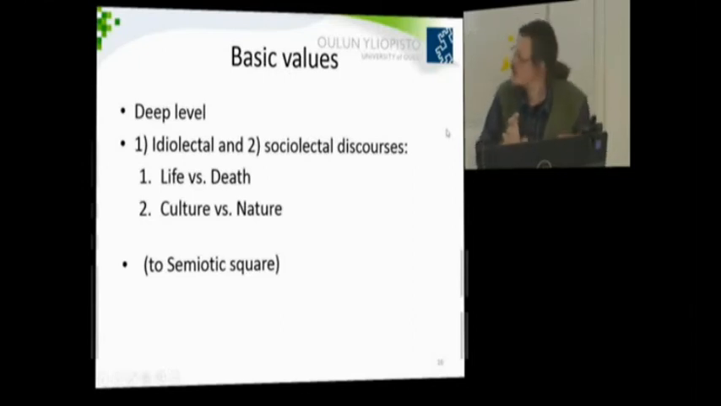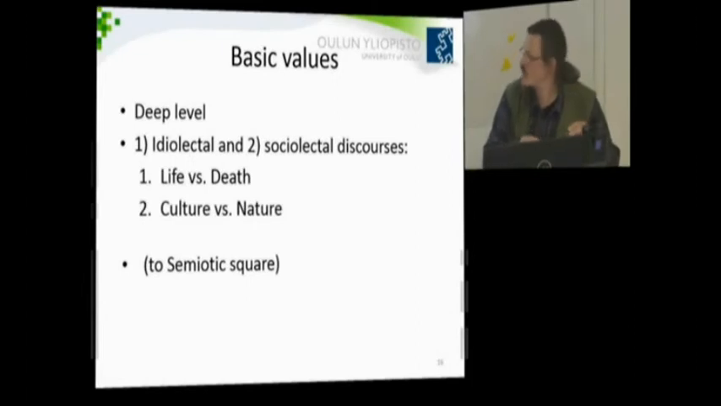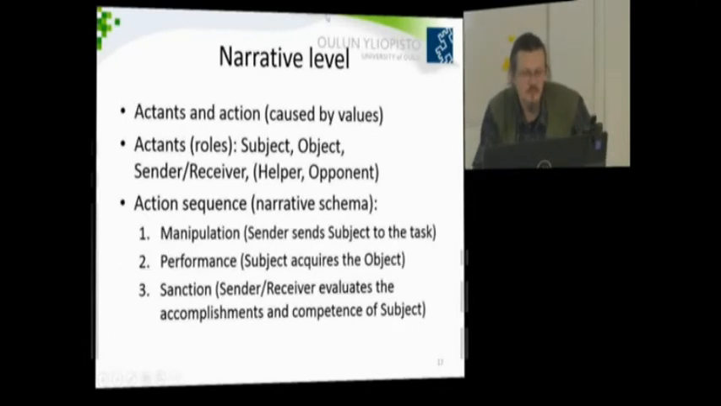In the narrative level, there are the actants and action, and this action is caused or motivated by the value structure. The actants, which is also one invention of Greimas's and very famous, it means the basic roles. And the basic roles in any discourse, basic actantial roles, are subject and object, and then perhaps sender and receiver, or sender-receiver, and then perhaps helper and opponent. And these are abstract roles.